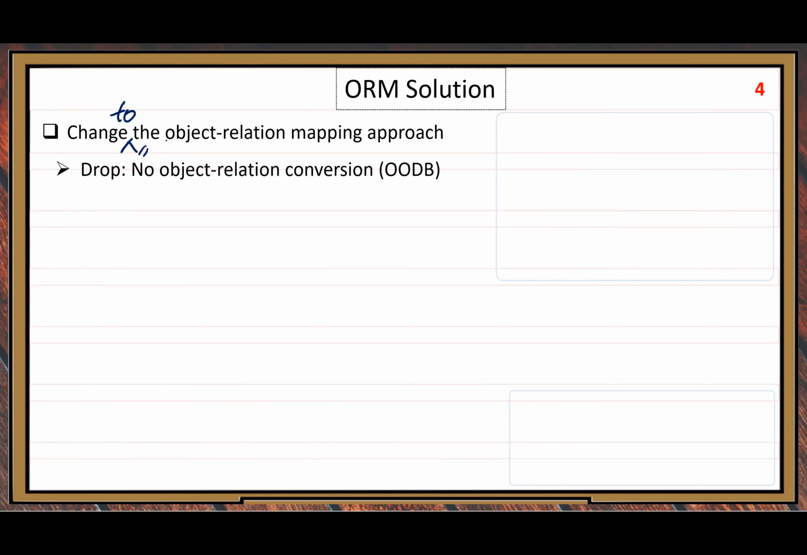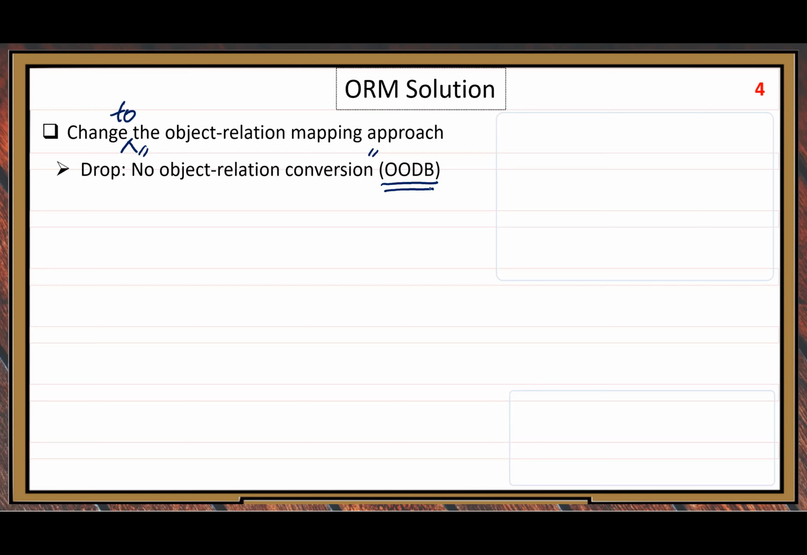This no object relation conversion, if you look at the object-oriented database, OODB, this is a main selling point, right? What is the main selling point of an object-oriented database management system? The biggest selling point is this one, no object relation conversion. But people won't buy it. So this selling point has to be dropped.